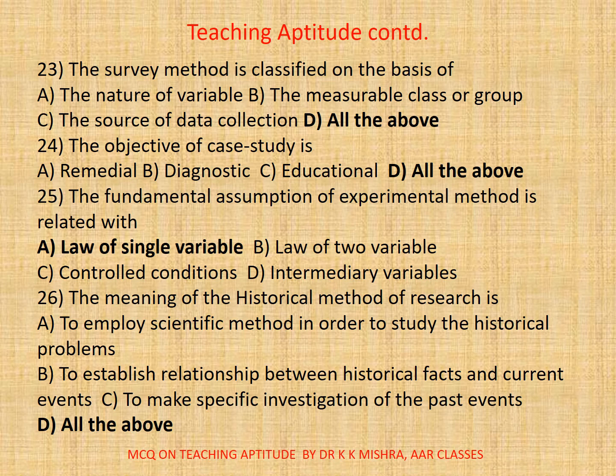26. The meaning of the historical method of research is A. To employ scientific method in order to study the historical problems. B. To establish a relationship between historical facts and current events. C. To make a specific investigation of the past events. Or D. All. The correct option is D. All.